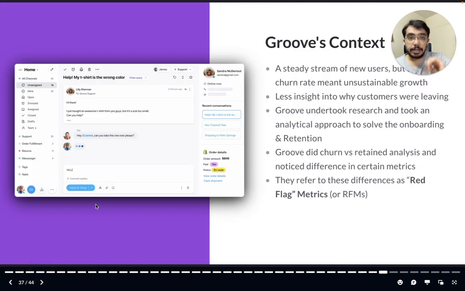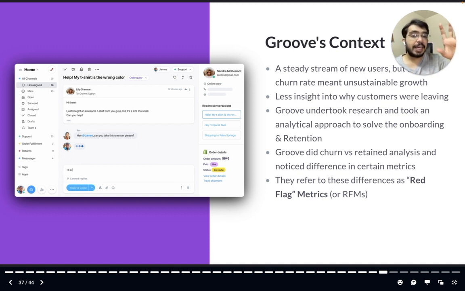Okay. So a little bit about Groove. It's a very good SaaS application to help you with your customer support tickets and everything. Groove's problem was that they were getting a steady stream of new users, but the churn rate meant unsustainable growth, with less insight into why customers are leaving. So what they did was they undertook research and took an analytical approach to solve onboarding and retention. What they started off with was the churn versus retain analysis.